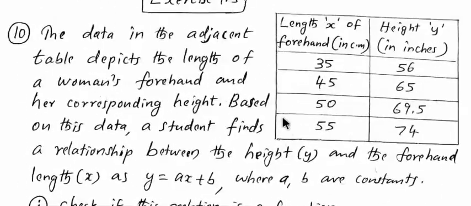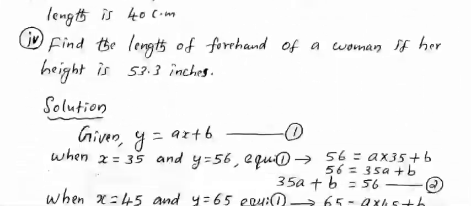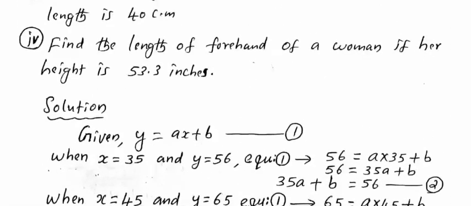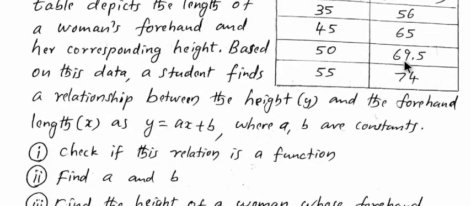Y is equal to 65 here. Then take 50. When x is equal to 50, y is equal to 0.9 into x, here x is 50, plus 24.5. Then simplify. 0.9 into 50 is nothing but 45 plus 24.5. Add. We get 69.5. This belongs to the given table. Y is equal to 69.5.